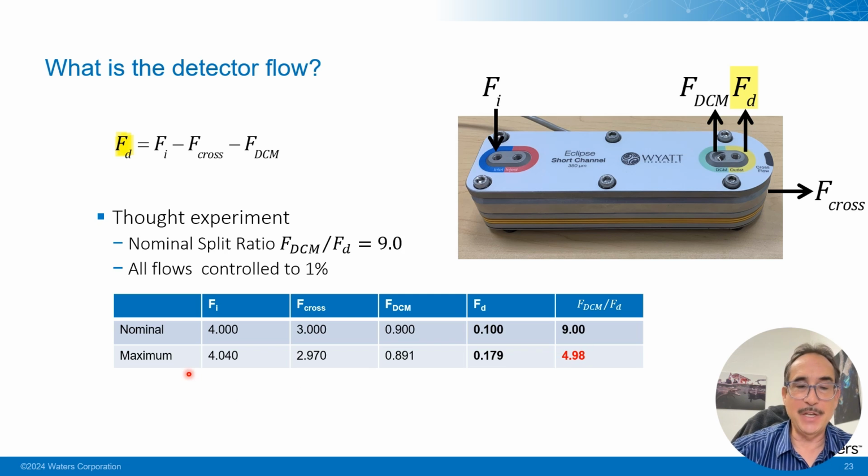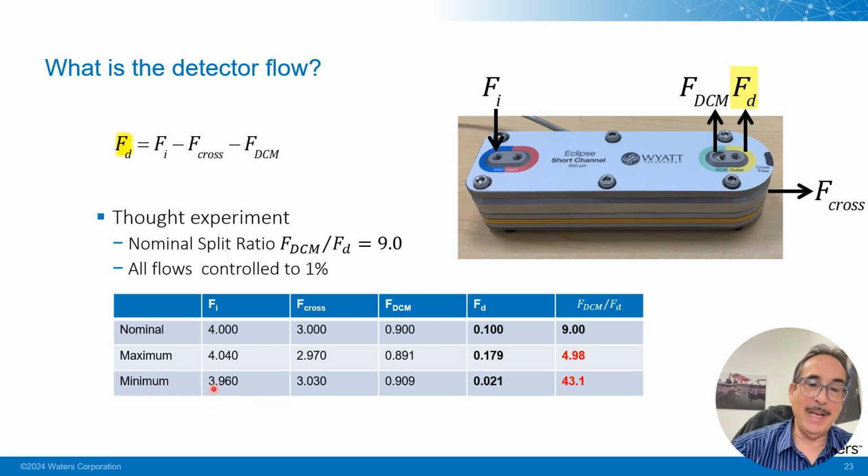And let's take the worst case in the other direction. Remember, we're controlling everything to 1%. That's not bad control. And it gets even worse. 1% low, 1% high, and now our split ratio is 43:1. The net result, if you control the DCM flow and the cross flow, you have very poor control on the ratio between the two. So we don't do that.